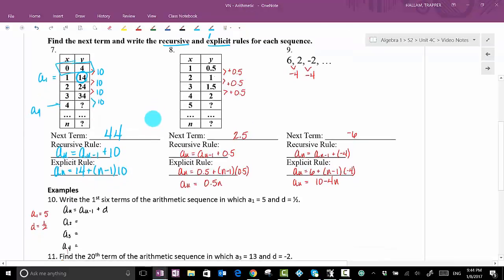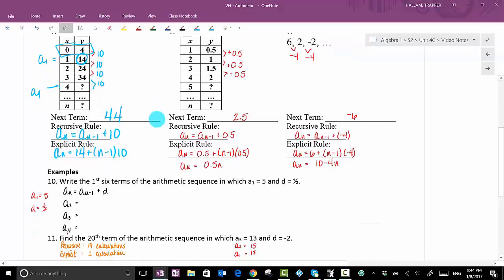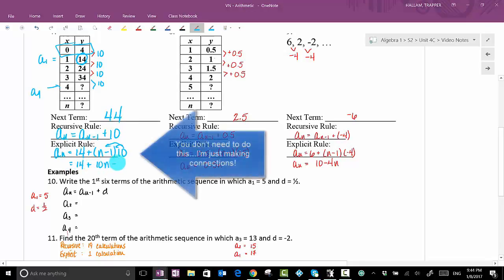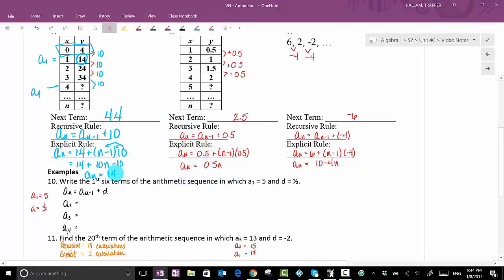Now we can clean that up if we'd like to and make it look like slope-intercept form. We could go ahead and distribute this to two terms here. So we'd find out that it's 14 plus 10n minus 10, and then we could say that a sub n is equal to 4, because negative 10 plus 14 is 4, plus 10n, and there would be what we would call the slope. Here would be what you call the y-intercept. But we can leave it like this here if it's asking for an explicit rule.